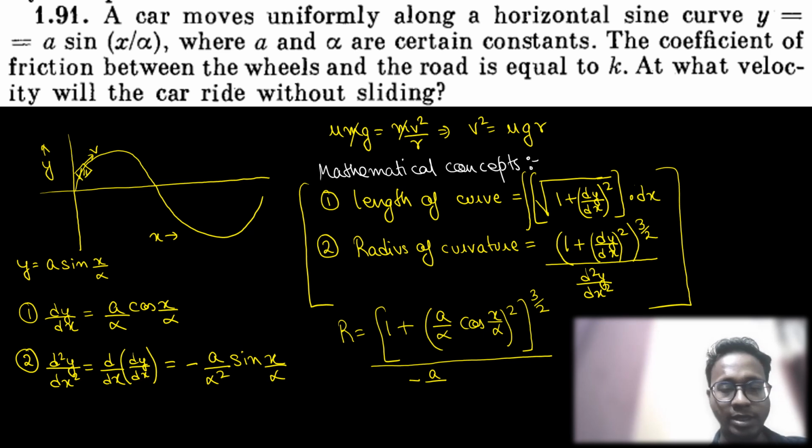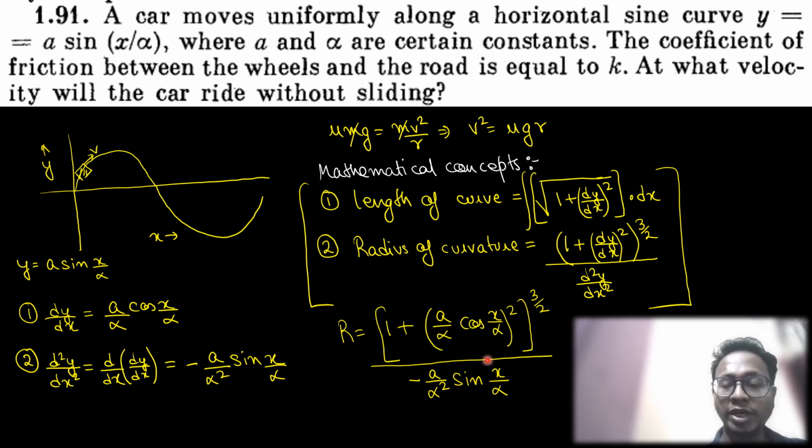So a square sine x by alpha. Okay, now you need to find out the minimum radius of curvature. Why? Because you have to put this radius of curvature at this position, or at this variable. This radius of curvature will be substituted out here. Now, to make it minimum, the denominator would be maximum.